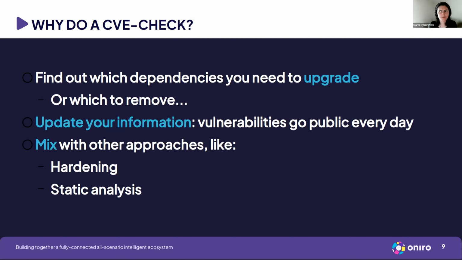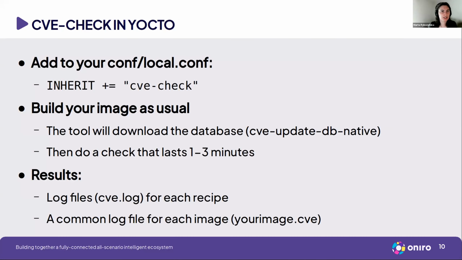Let's now enable the CVE-check in Yocto. This is pretty simple. You just edit your local.conf, add inherit cve-check to enable the class, and then build your image as usual. It will download the database. There's a specific task for it, and it will do the check for all the recipes you have, typically 1 to 3 minutes on a typical system. As a result, you get log files for every recipe, and you get a common log for your image. At least that was the situation before the machine readable format.